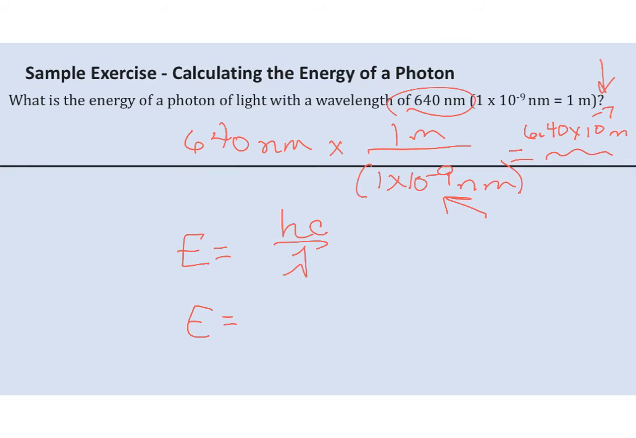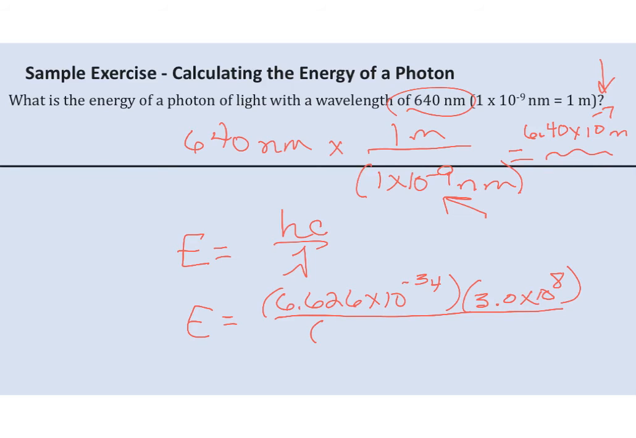So then energy is Planck's constant, and then the speed of light, and then the wavelength in meters.